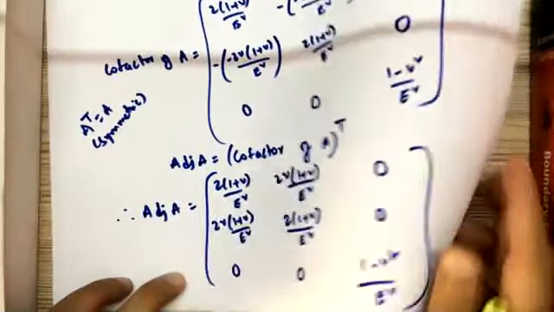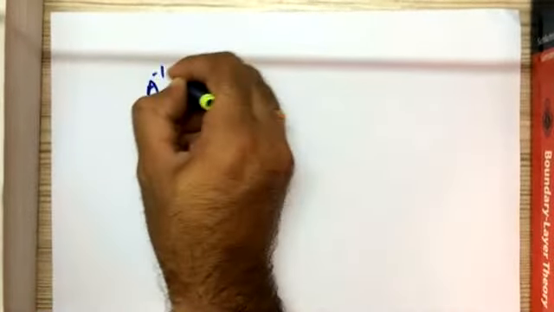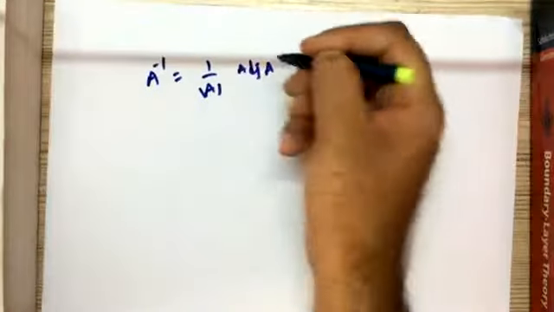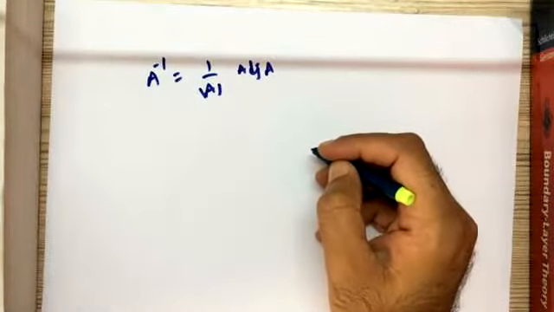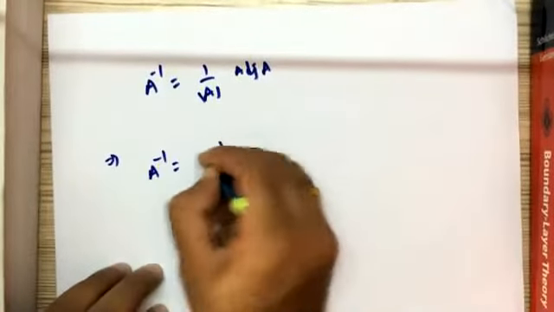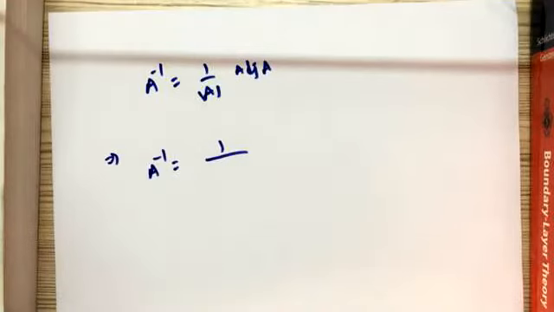Now, what is my A inverse? A inverse is 1 by det A into adjoint A, right? So A inverse is equal to 1 by, what is det A I got? What is det A? Initially I got, what is det A I got?